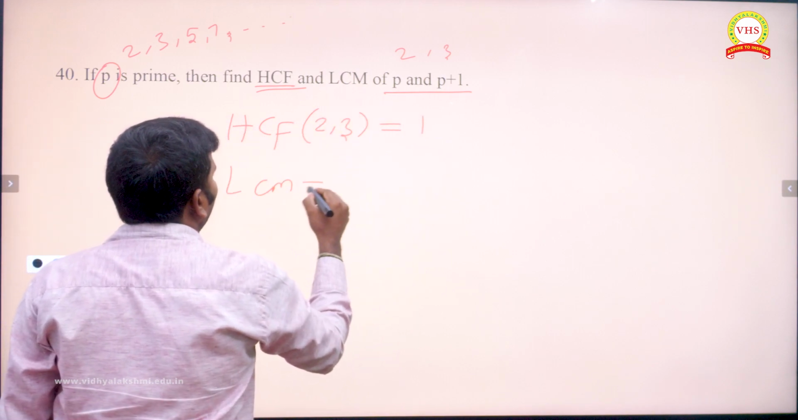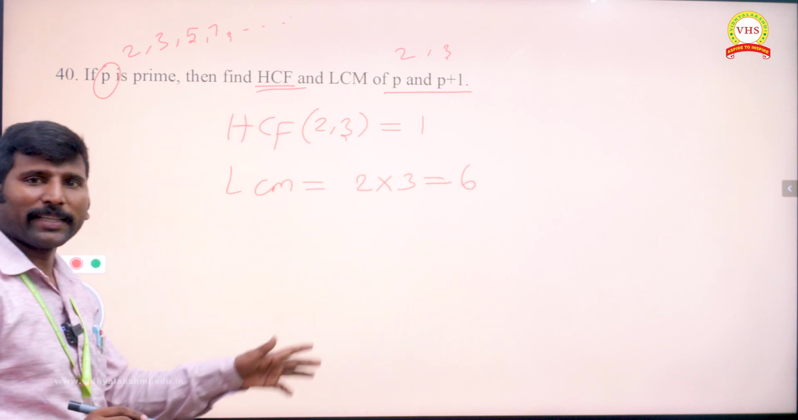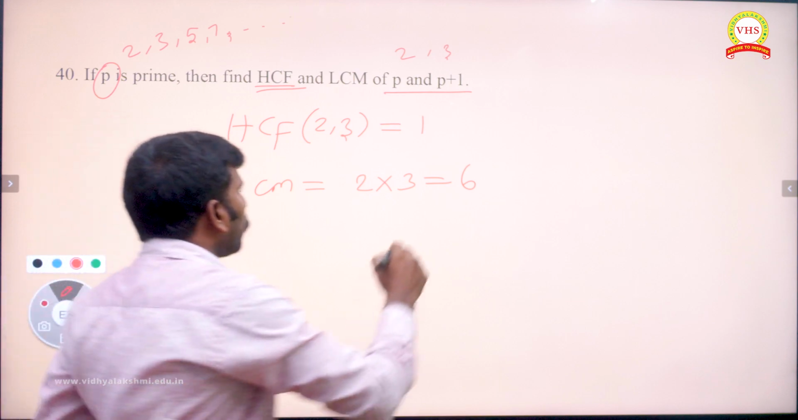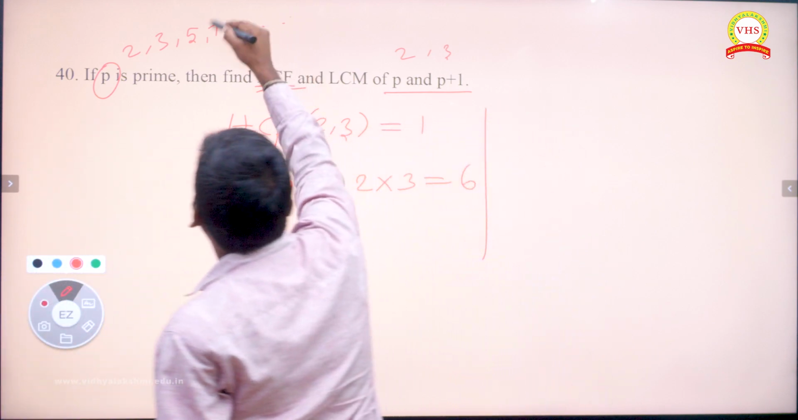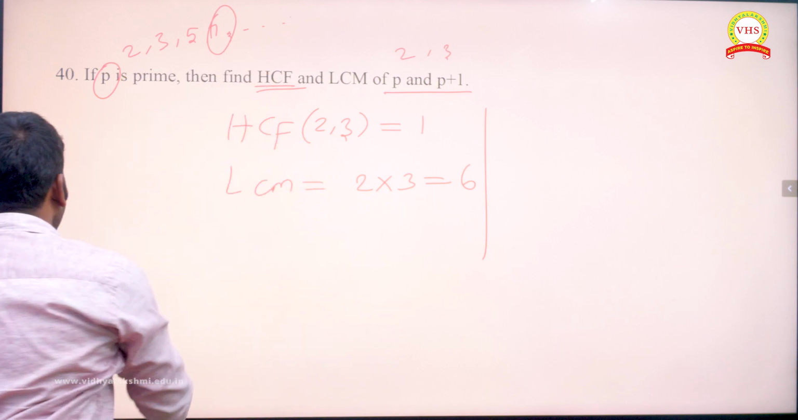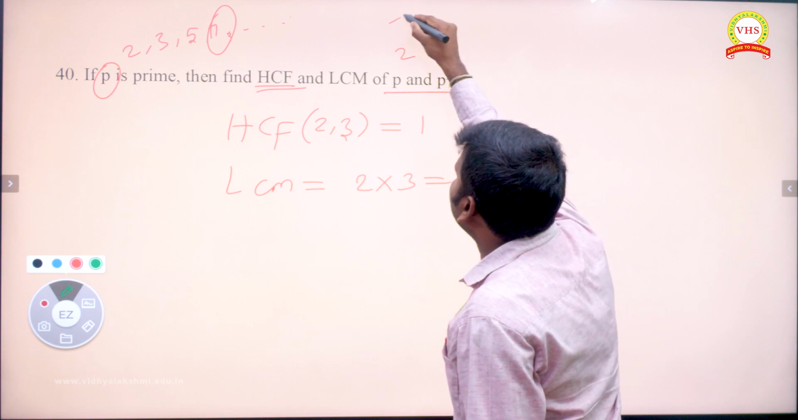LCM in the sense we have to multiply together. 2 into 3 equals 6. Like that we have to give. Understand? Suppose you are giving some other number. Sir, give some big number, sir. We'll give 7. Let's check what it is coming. See, I'm giving P value 7.